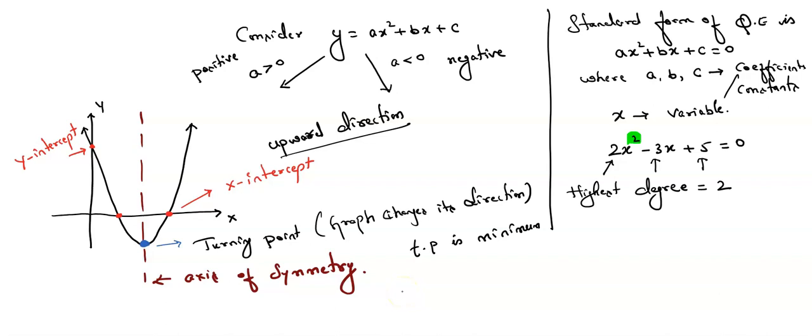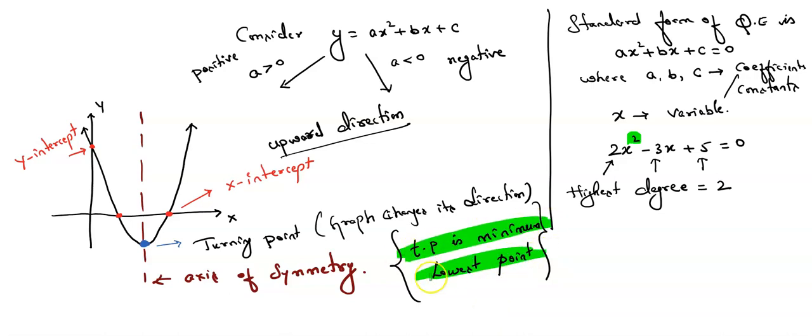And also you should know the key point: if the turning point is at the lowest point, then we call the turning point minimum. Very important information while you are solving your problems. If we have to call the turning point minimum or maximum, how to identify? If we get the turning point at the lowest point, then the turning point is minimum.